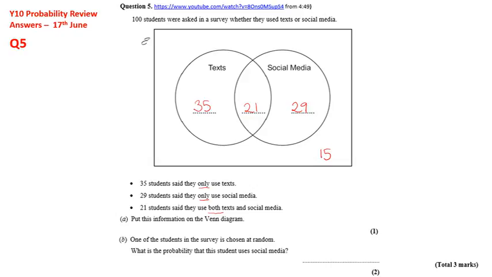Part B. One of the students is chosen at random and we want the probability they use social media. Social media is this whole circle here. It includes those that text as well. So it includes the 21 plus the 29. So 21 plus 29 gets us to 50. And we want the probability though, so it's 50 out of how many altogether? 50 out of 100, and I can cancel that down to 1/2.